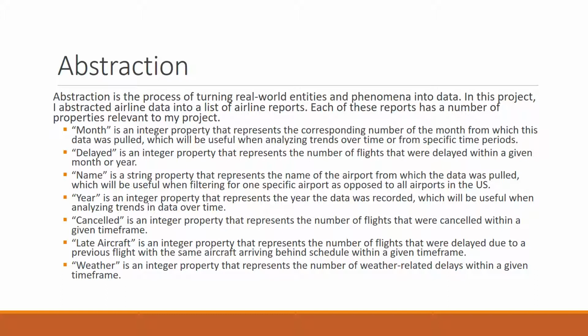Canceled is an integer property that represents the number of flights that were canceled within a given time frame. Late aircraft is an integer property that represents the number of flights that were delayed due to a previous flight with the same aircraft arriving behind schedule within a given time frame. And lastly, we have weather, which is an integer property that represents the number of weather-related delays within a given time frame.